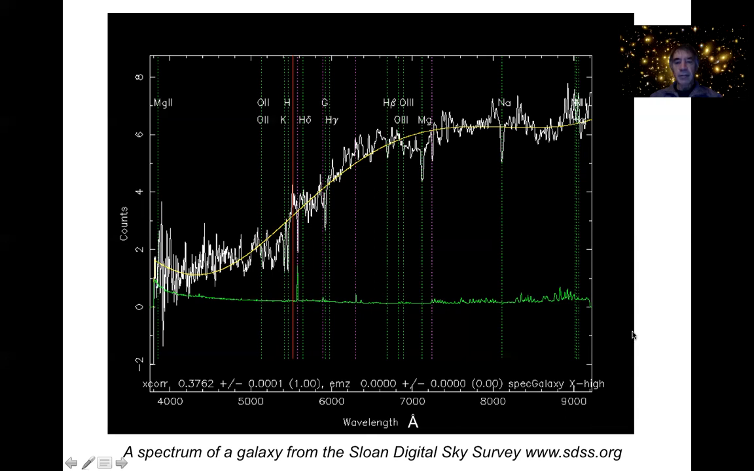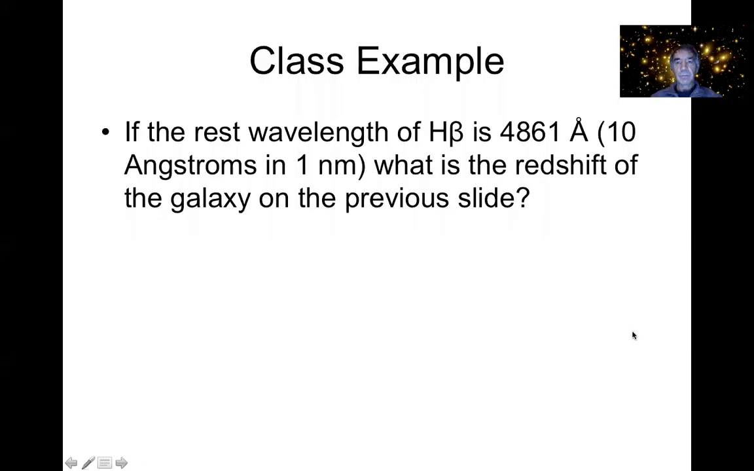Just so you can interact with this data yourself, here's the rest wavelength a bit more accurately for H beta, 4,861 angstroms. That's the symbol for angstroms, and there are 10 angstroms in a nanometer. But again, don't worry about that. Why don't you just have a go at working out the redshift of that galaxy on the previous slide yourself, just by reading the information off the scale. Have a go at that, and we'll come back after the break.